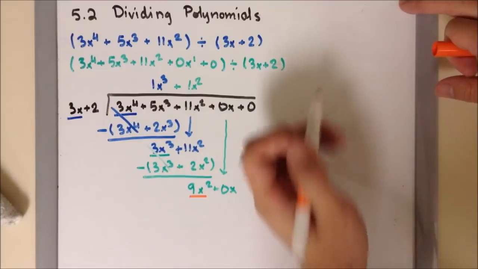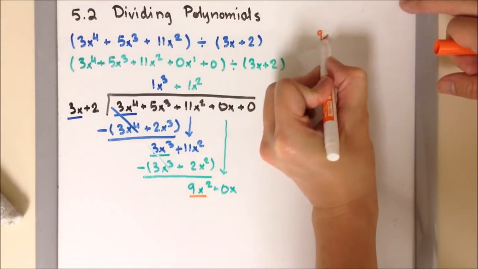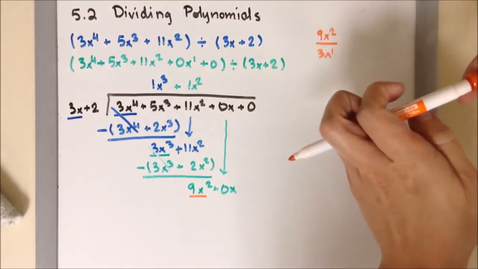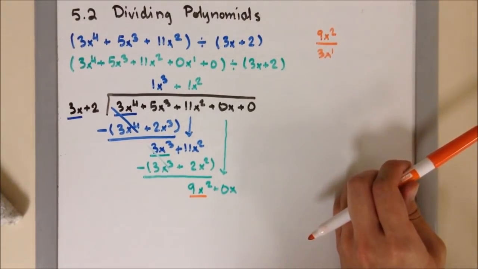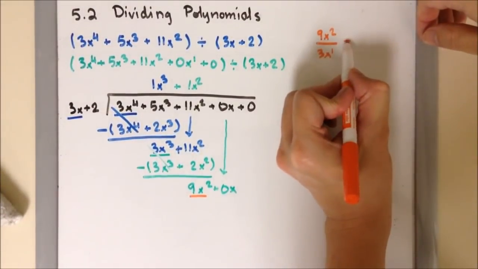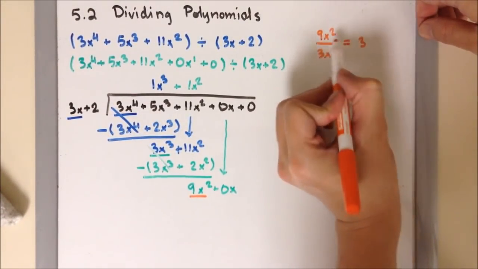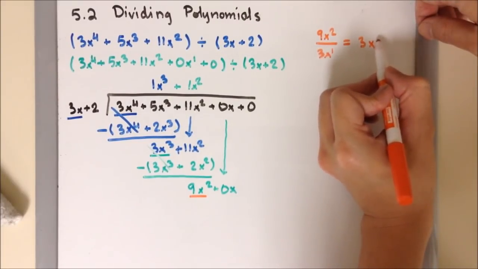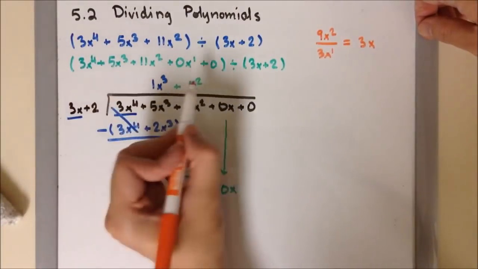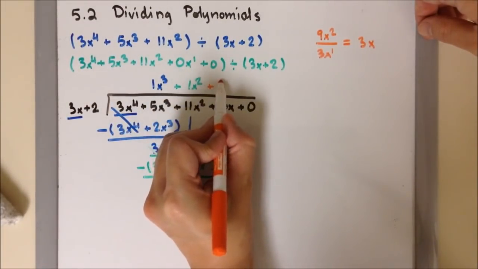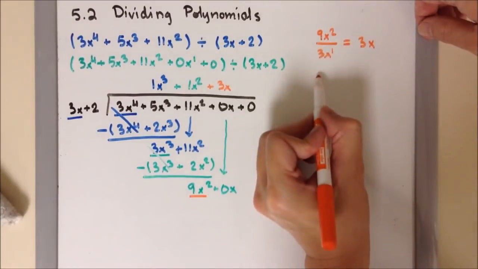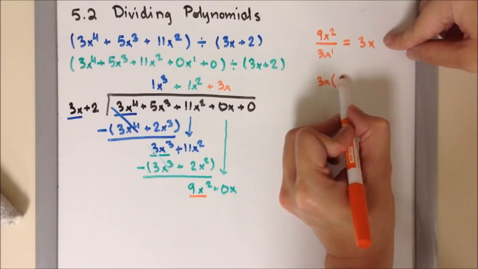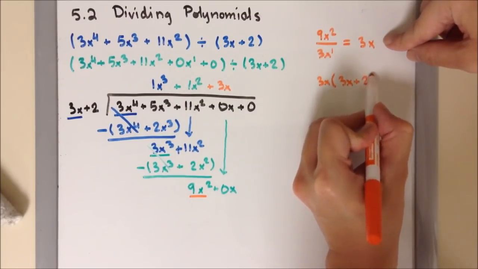I underline 9x squared, so I'm going to write 9x squared over here, divided by 3x to the 1 power. 9 divided by 3 is 3. x squared divided by x to the 1 power is simply x to the 1 power, but you don't have to write it. So I'm going to write plus 3x. So I'm going to use the 3x, multiply to my divisor, so 3x plus 2.